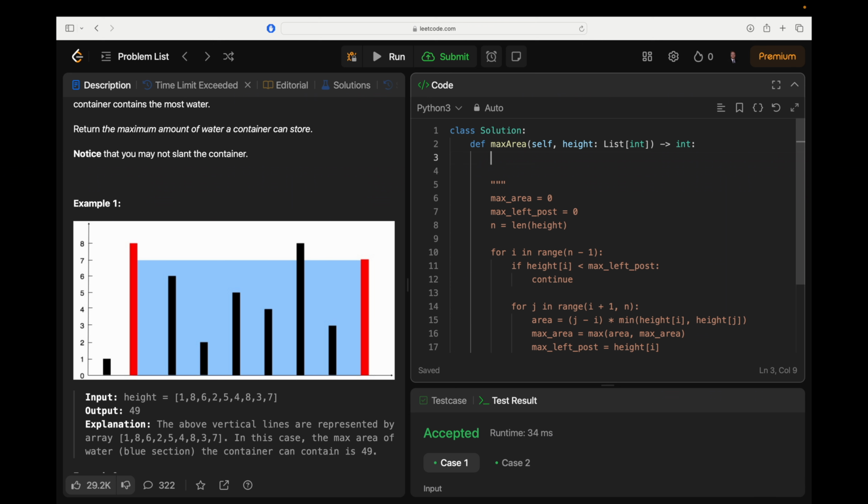Okay, so the leftmost. It's two values at once. You're checking the furthest one that's also tall enough.